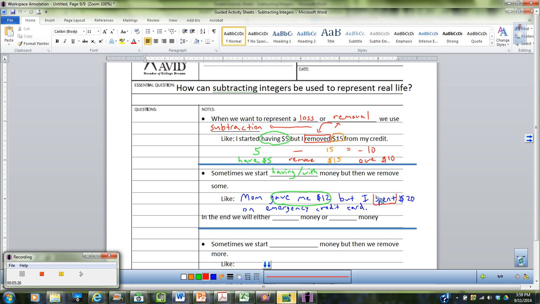Okay, so I'm going to box that. And then how much did you spend? You spent $20. So that's also important for us to know. Put that in the trapezoid. If Mom gave me $12, I now have $12 in my pocket, so that is a positive thing. So plus 12. And then spent is a type of removal, so subtraction, and $20.